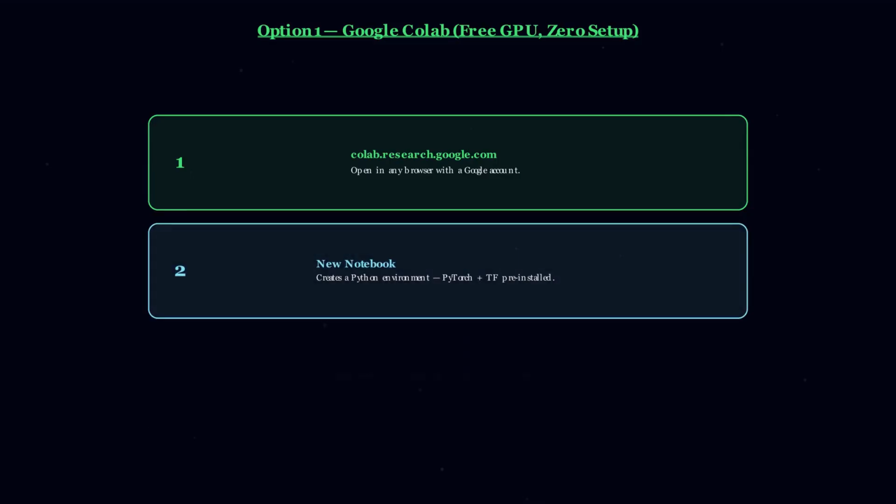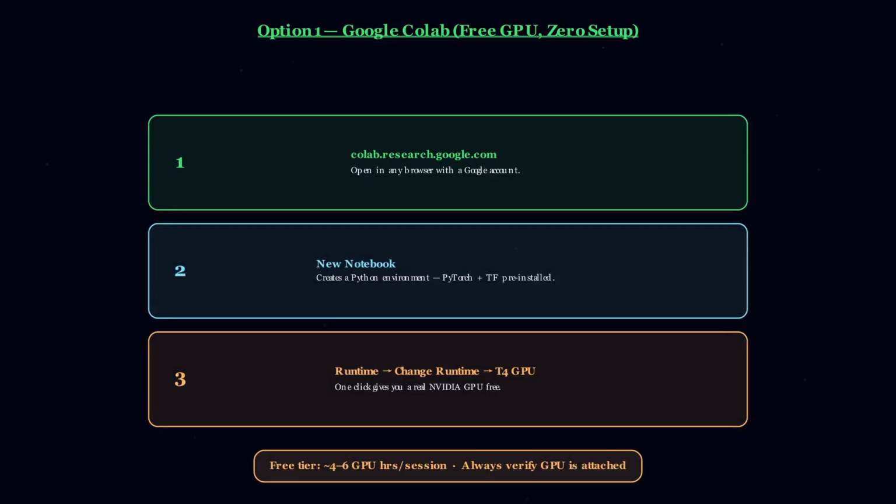Option 1. Google Colab. This is the fastest way to get started with zero setup. Go to colab.research.google.com. Sign in with any Google account. Click New Notebook. You have a Python environment with PyTorch and TensorFlow already installed, running in your browser. The key step: switching to a GPU runtime. Go to Runtime, then change runtime type, then select T4 GPU under Hardware Accelerator. That one change gives you a real NVIDIA GPU for free.